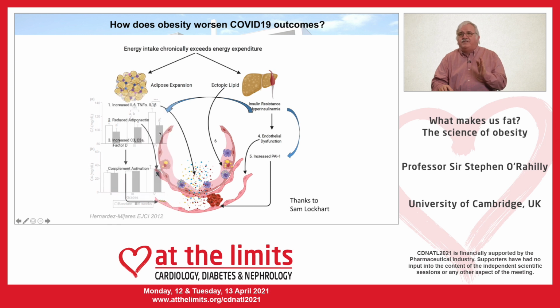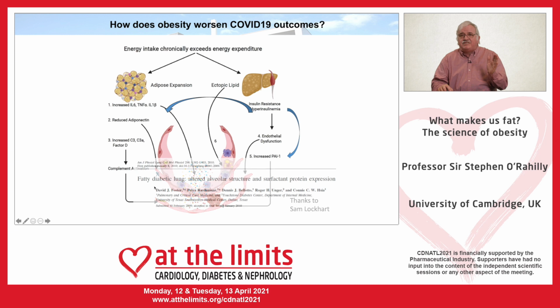And even now we're beginning to understand that the so-called ectopic deposition of lipid may not just happen in liver and muscle, but there is a phenomenon called the fatty diabetic lung, at least well established in rodents. Perhaps this could be contributing to the susceptibility of the lungs in people with obesity?